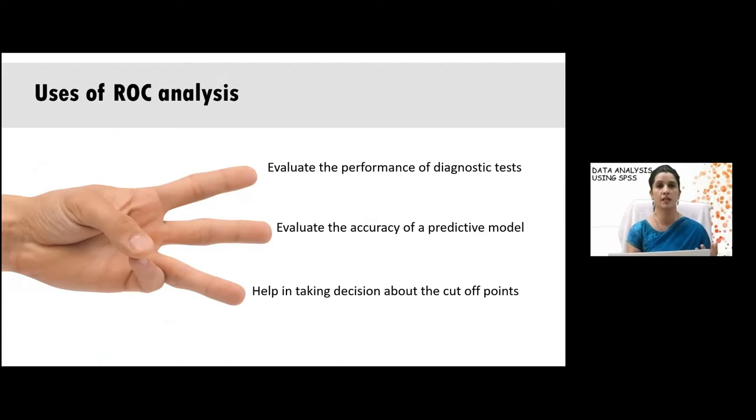Ideally in logistic regression, SPSS takes 0.5 as a cutoff. So based on that 0.5 cutoff, we tell whether someone has the disease or doesn't have the disease. In that situation also, we can apply the ROC to see the accuracy of the predictive model. And it helps in taking a decision about the cutoff point.